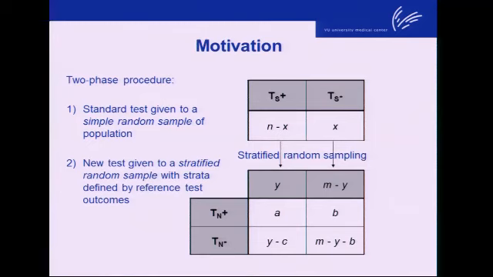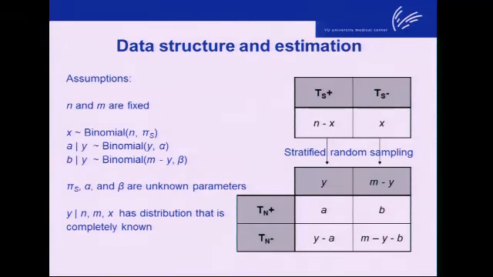And then we assume that y and m minus y are fixed, because we specify the distribution, because that's part of our design. So the standard test outcomes are assumed to be binomial, and within the strata of standard test positive and standard test negative, the number of subjects that score positive are also assumed to be binomial, with parameters alpha and beta respectively.